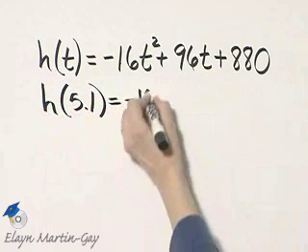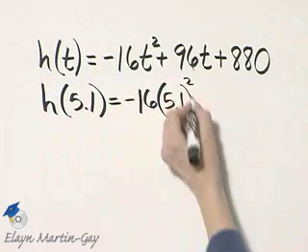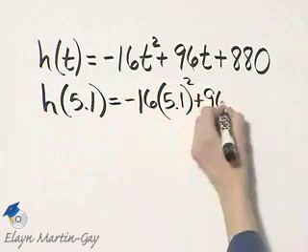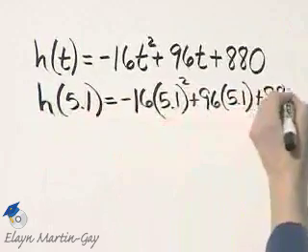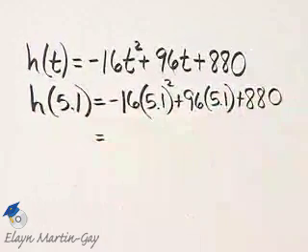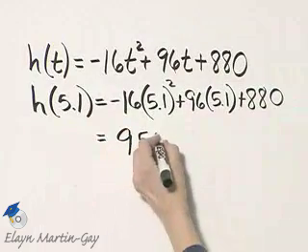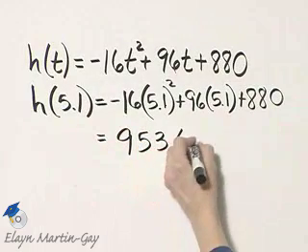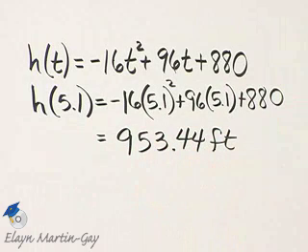So that's negative 16, be very, very careful, times 5 1/10 squared plus 96 times 5 1/10 plus 880. And if you simplify the polynomial on the right, you'll find 953 44 feet. So after 5 1/10 seconds, the height of the pebble will be 953 44 feet.